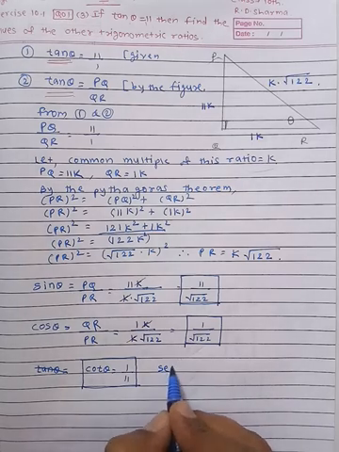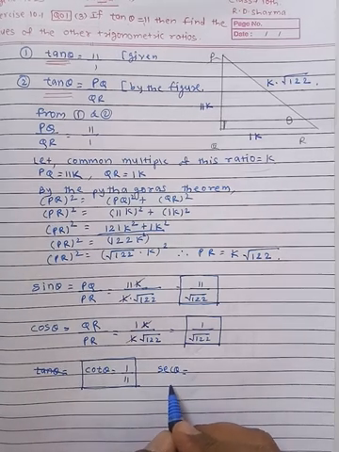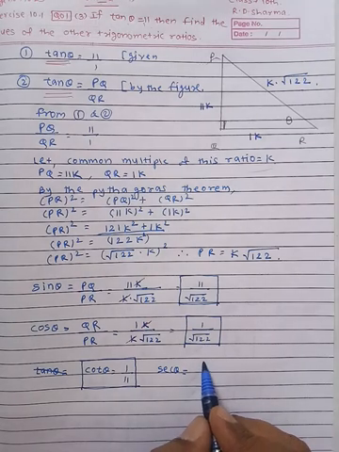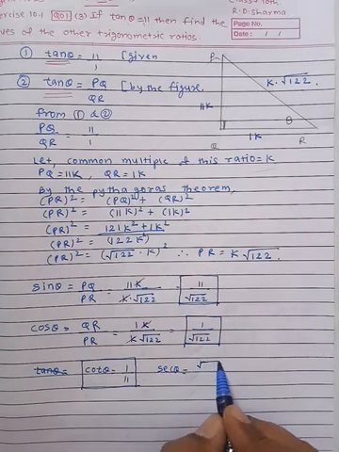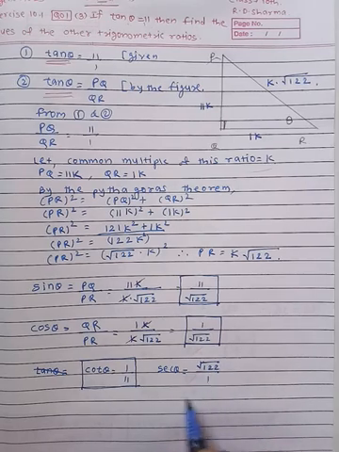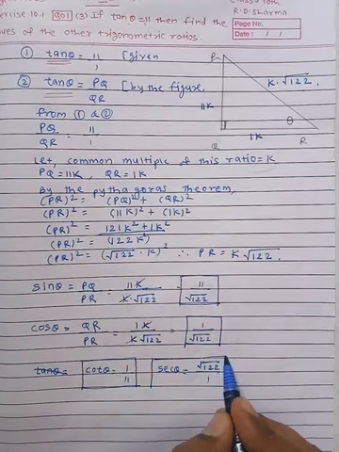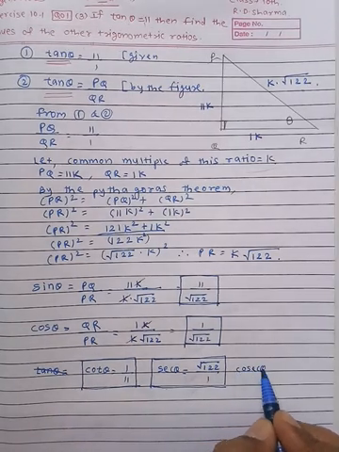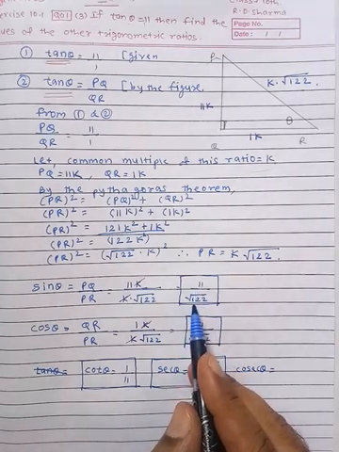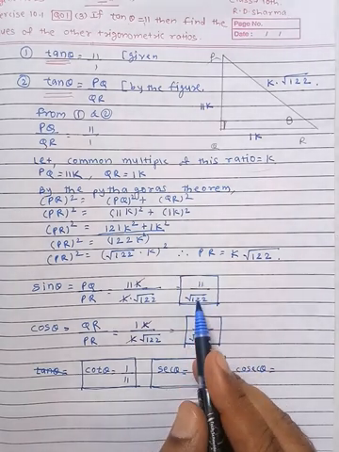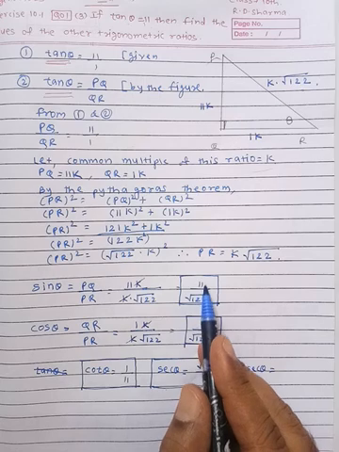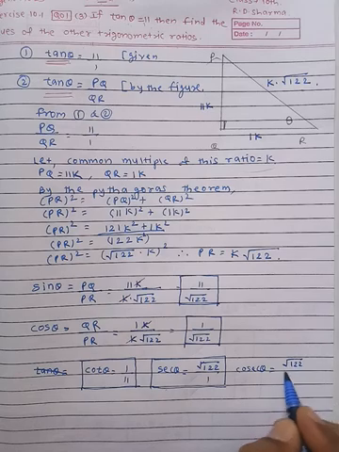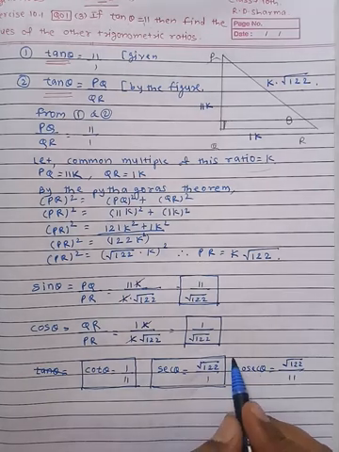We know that sec theta's value is the inverse of cos theta's value. What is the cos theta's value? 1 upon under root 122. So sec theta equals the inverse of that one, means under root 122 upon 1. Then cosec theta. Cosec theta is the inverse of sin theta. Sin theta is 11 upon under root 122. The inverse of 11 upon root 122 is root 122 upon 11.